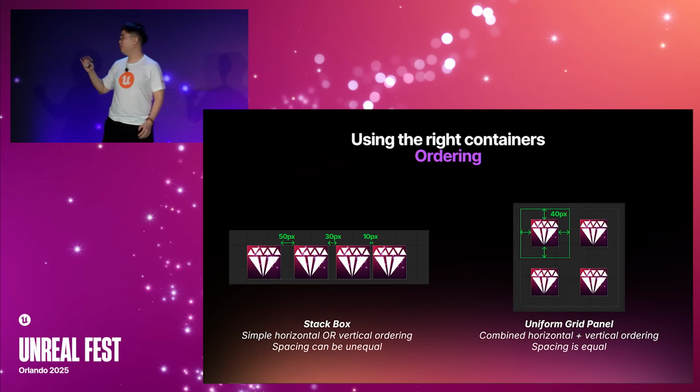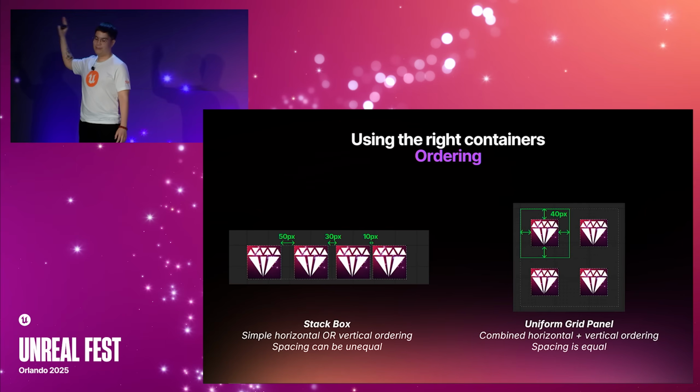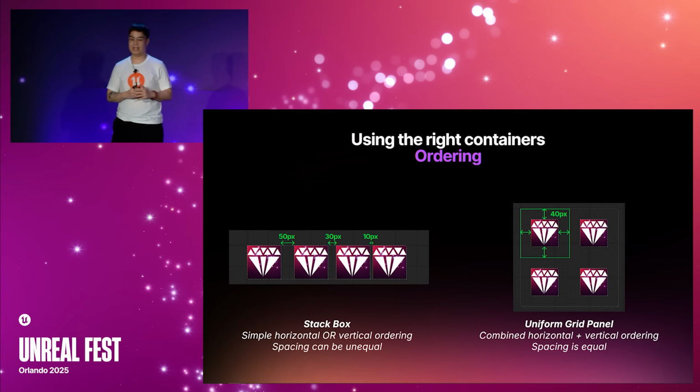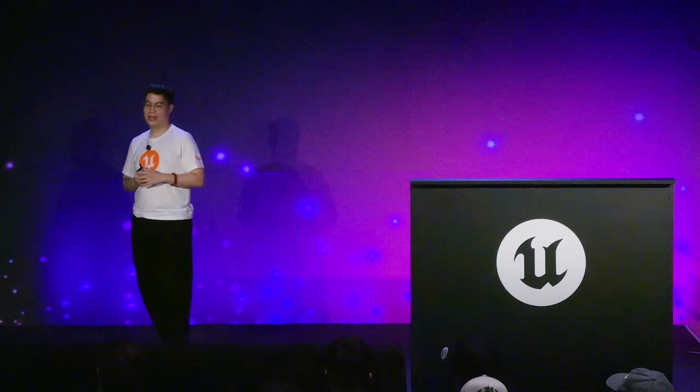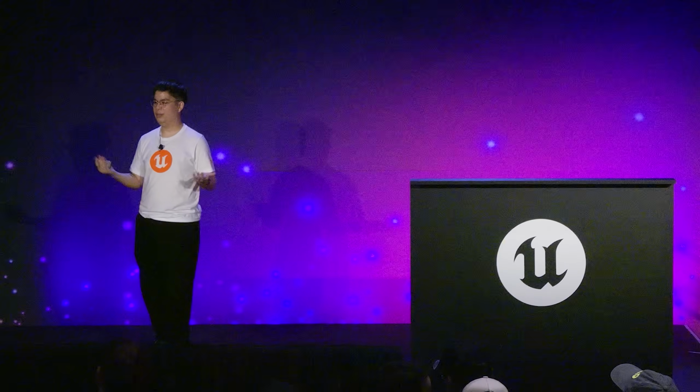So if I've defined 40 pixels of padding for each child element, every child element that I add inside a uniform grid panel will have 40 pixels of padding. And so this saves me the trouble of going through each one of them, applying padding to each, or removing it if I want to. This just saves 10, 15 minutes of my time, right?